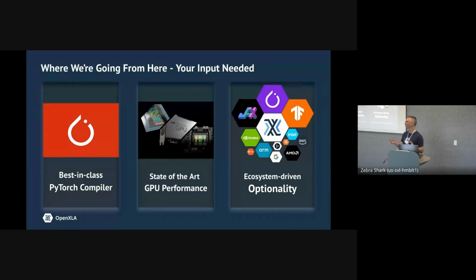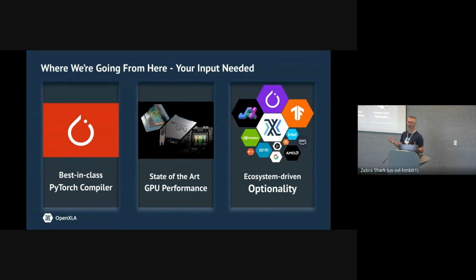Second, although we support all backends, GPUs still are the most commonly used accelerator out there. And it's very important with the demands right now for generative AI that we have the absolute best performance on GPUs. And then the third is making sure that we're strengthening the ecosystem.